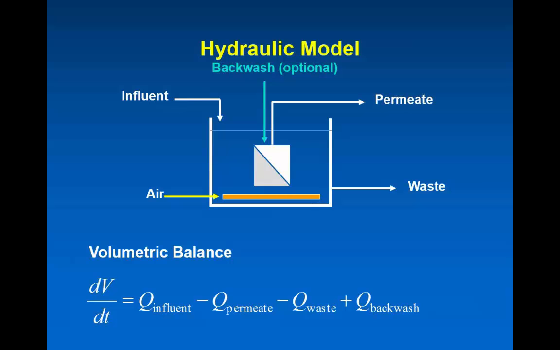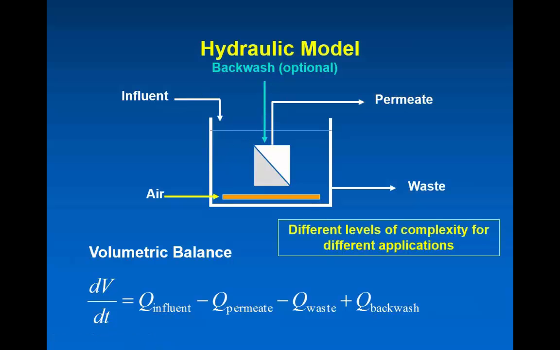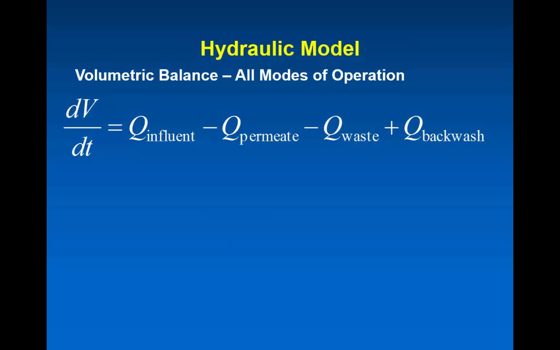The hydraulic model is basically keeping track of the flow that comes in and out. We have flow in, we have the flow being taken out through the wastage, we have the flow that goes out through the permeate, and in addition, backwashing that happens when you use it in the more advanced modes. So different elements of this will apply depending on which version of the model you're using.